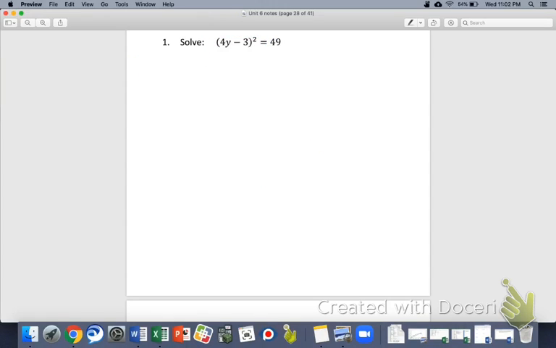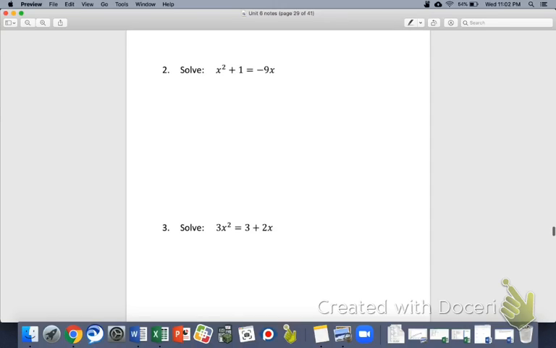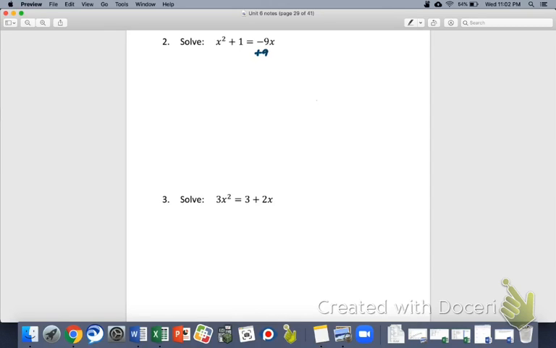All right, number 2. For this one, the b is pretty clearly not 0. You can see it over there. Looks like it involves a 9. But you can also see that this is not in standard form. So I'm going to put it in standard form by adding 9x to both sides. When I do that, I get x squared plus 9x plus 1 equals 0.